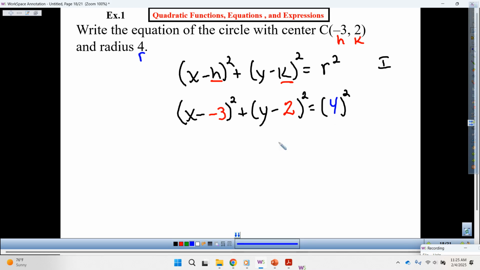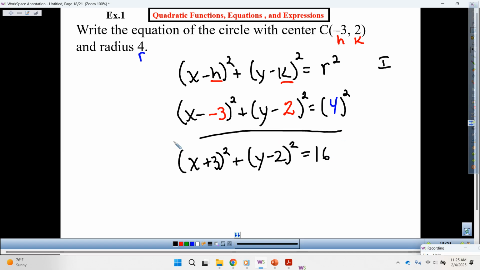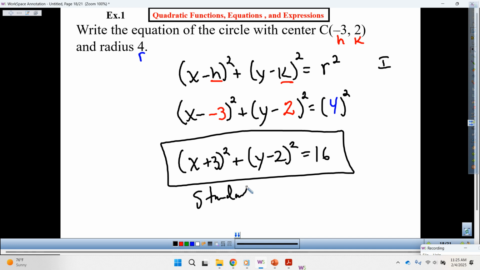And lastly, simplify. Here we go. Let's rewrite this. X, what is negative times -3? +3 squared plus, this one stays the same, y minus 2 squared equals, what is 4 squared? That's 16. And this is our standard, label it, standard form, and this is specifically for the circle.